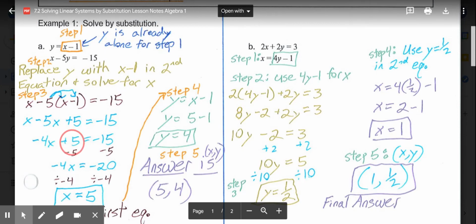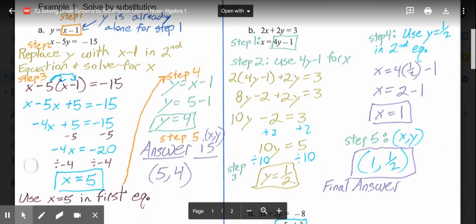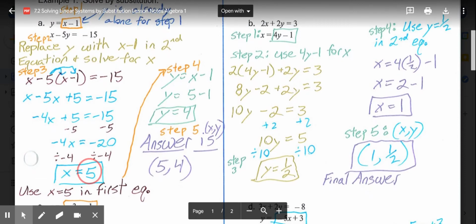To undo the addition of 5, subtract 5 from each side. So we have negative 4x equals negative 20. And then to get x alone, we would want to divide by a negative 4 on both sides. So x equals 5. So now, step 3 gave us one of our answers, x equals 5.